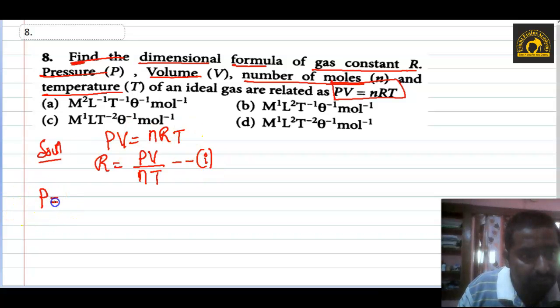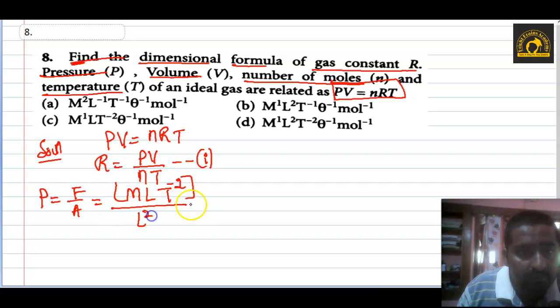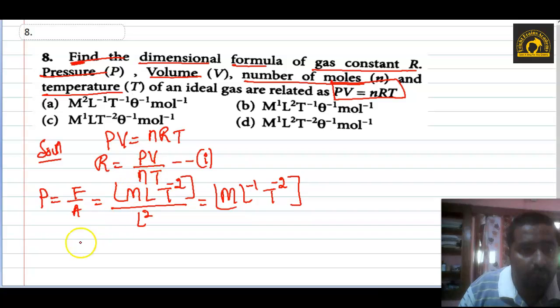P means pressure. Pressure is equal to force by area. The dimensional formula for force is M L T minus 2 divided by L square. So after simplifying, it is M L minus 1 T minus 2. So this is the dimensional formula for pressure. Then volume is L cube.